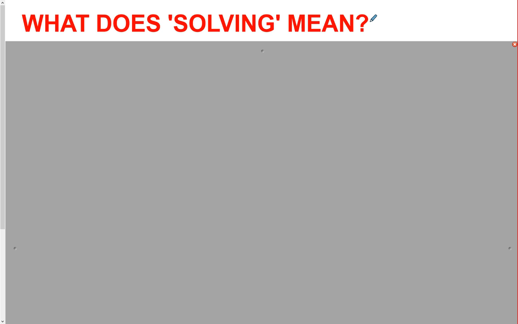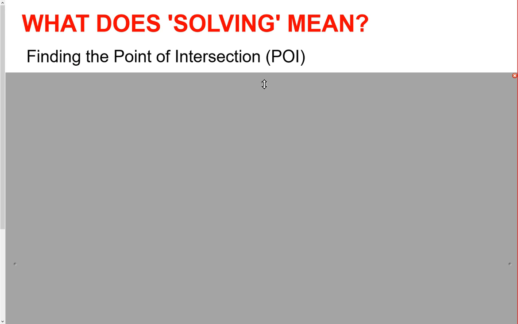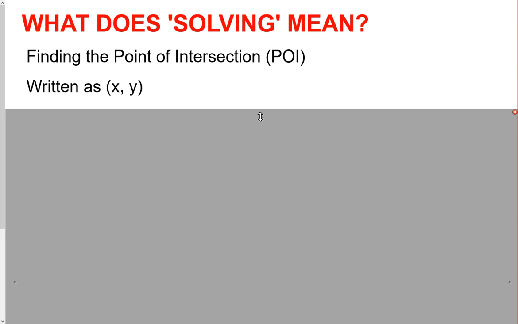All right, so the next question would be, well, what does solve really mean? When you see a problem and it says solve, what does that even mean? Well, solving means finding the point of intersection. So we've got two lines. We've got to find where they touch each other. Where's our point of intersection, our POI, right? So it's going to be written as an x and y pair, an ordered pair. So an example might be (4, -3), meaning your point of intersection is at an x coordinate of 4, a y coordinate of -3. So when we say solve, we mean find the point of intersection, write it down as an ordered pair, meaning a point on a graph.